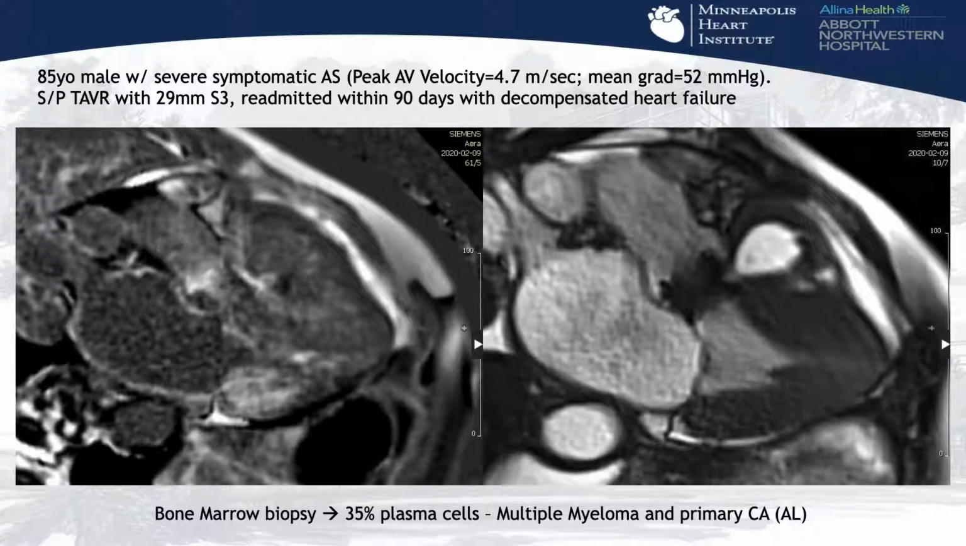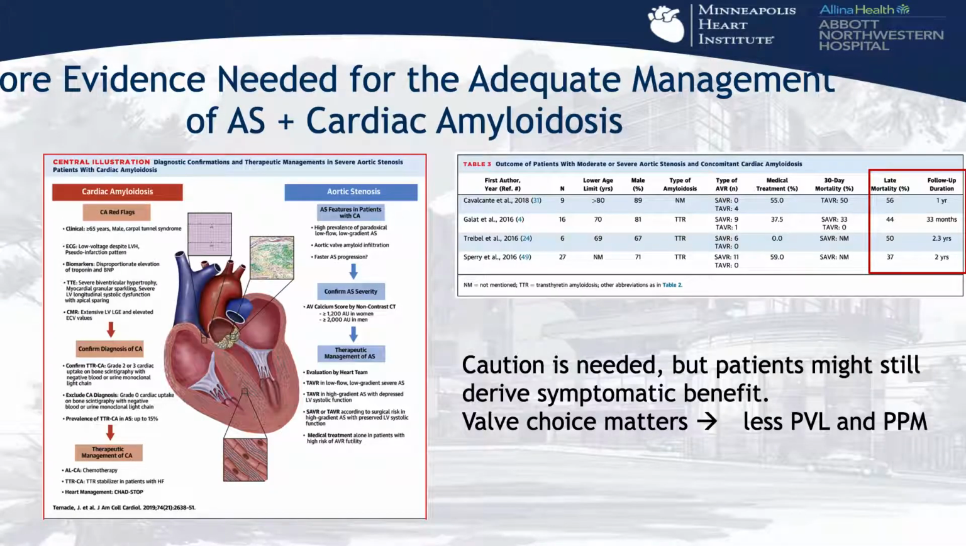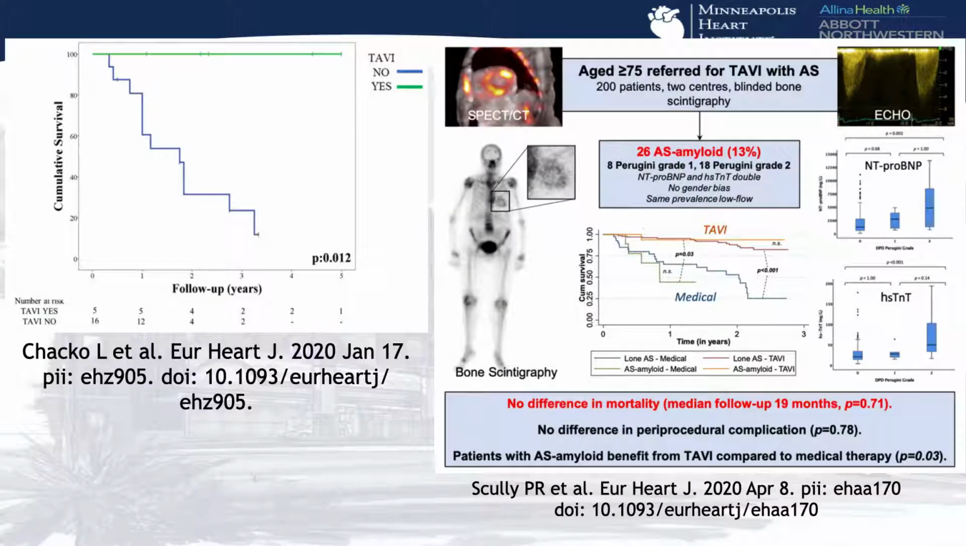Definitely more evidence is needed in the management of patients that have the overlap of aortic stenosis and cardiac amyloidosis. The number of patients that we have seen in this overlap and have reported before is still small, but perhaps the valve that we choose should be one that causes less paravalvular leak. They don't typically tolerate paravalvular leak, but they tolerate a pacemaker. And a couple of recent studies from the UK show that perhaps TAVR might be a life-saving strategy for these patients. Even though the numbers are small, patients that receive TAVR do much better than when they do not receive TAVR.